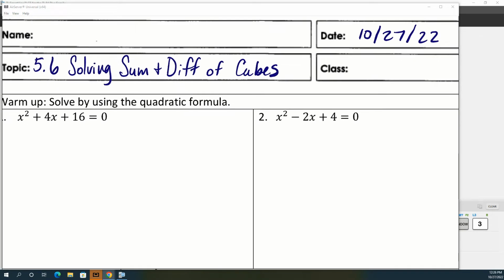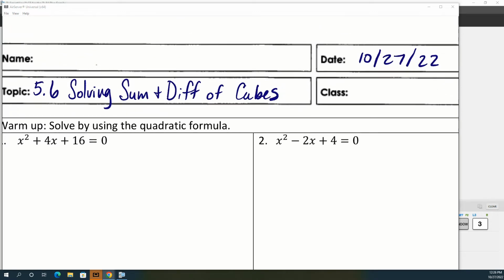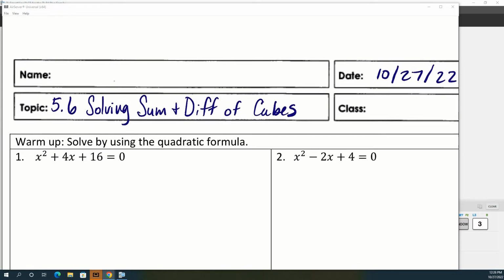All right, so we're still solving equations by factoring, but these are all going to be either the sum or the difference of cubes. Before we start solving those, I do want to review the quadratic formula. Do you guys remember the song?